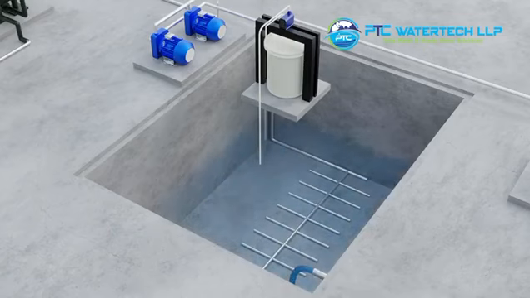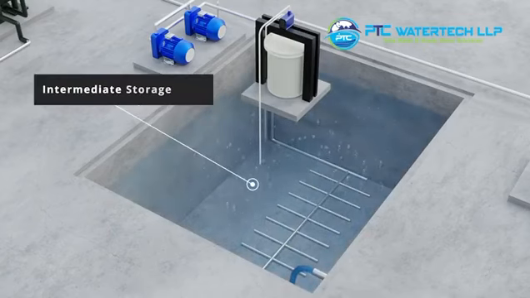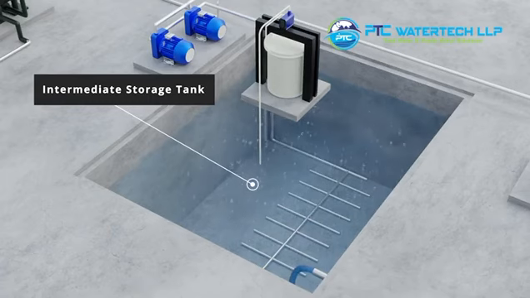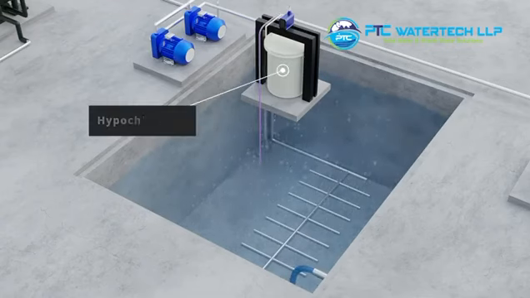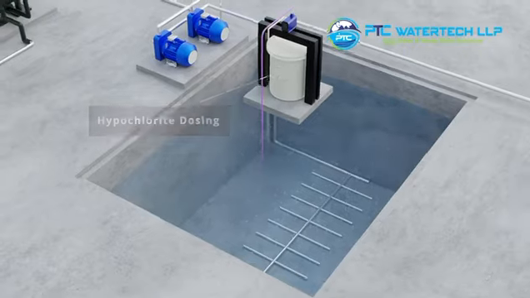Clear supernatant from the settling tank will flow by gravity to an intermediate storage tank. In this tank, the harmful bacteria in the treated water are disinfected, as well as the refractory organics from the treated water are removed, by dosing hypochlorite solution in the tank with the help of a dosing system.